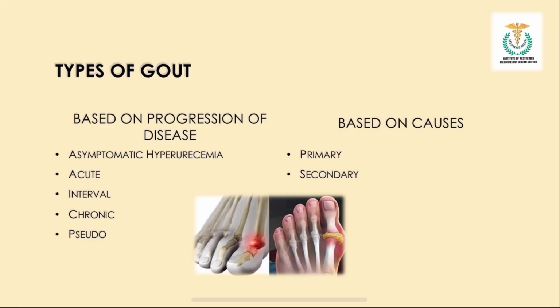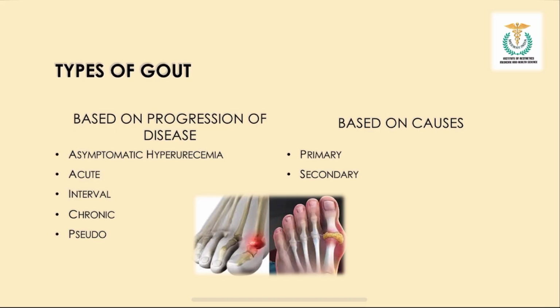Next is interval gout. This is the stage between attacks of acute gout, in which deposition of urate crystals occurs continuously. Coming to chronic gout, it is a severe condition. Permanent damage can occur in the joints and kidneys, and the patient will develop tophi in the joints and fingers. Pseudo gout: the symptoms are similar to gout, and the crystals deposited in the joints are calcium pyrophosphate. So this is the classification based on progression of disease.